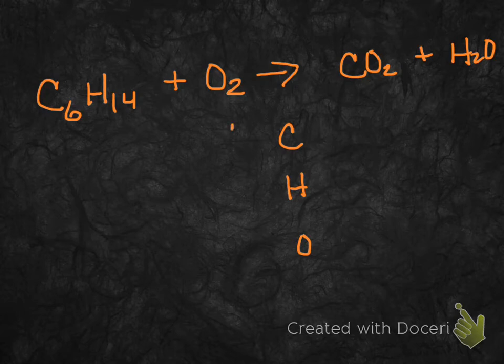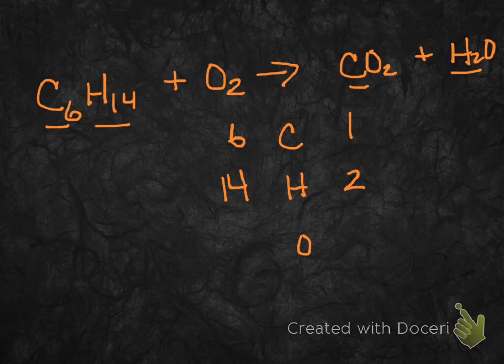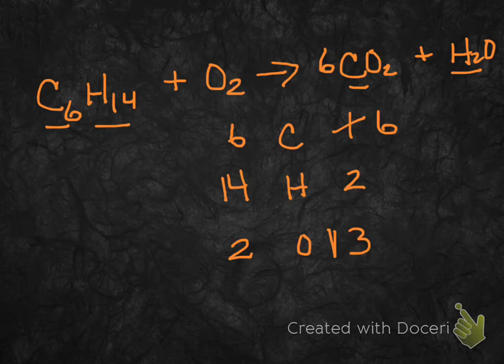We have 6 carbon and 1 carbon. We have 14 hydrogen. Over here we have 2 hydrogen. And then we've got 2 oxygen. Here we've got 3 oxygen. All right, so let's see. We're going to start with our carbon. 6 carbon. We need to put a 6 coefficient here. That gives us 6 carbon. It also, now add up the oxygen, it gives us 6 times 2 plus 1. Gives us 13 oxygen.